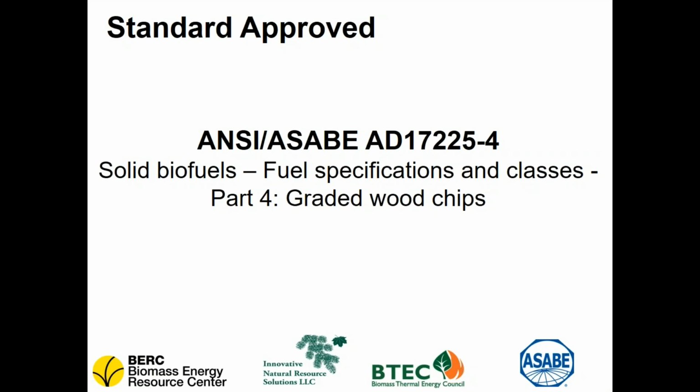the ANSI ASABE AD, meaning adopted with deviation, 17225-4. It keeps the same number and the exact same title as the ISO. The ANSI ASABE AD identifies that as a national adoption. And so this is now available for purchase from ASABE as well as some of our resellers and for general use in the United States. So turning it back over to Adam.